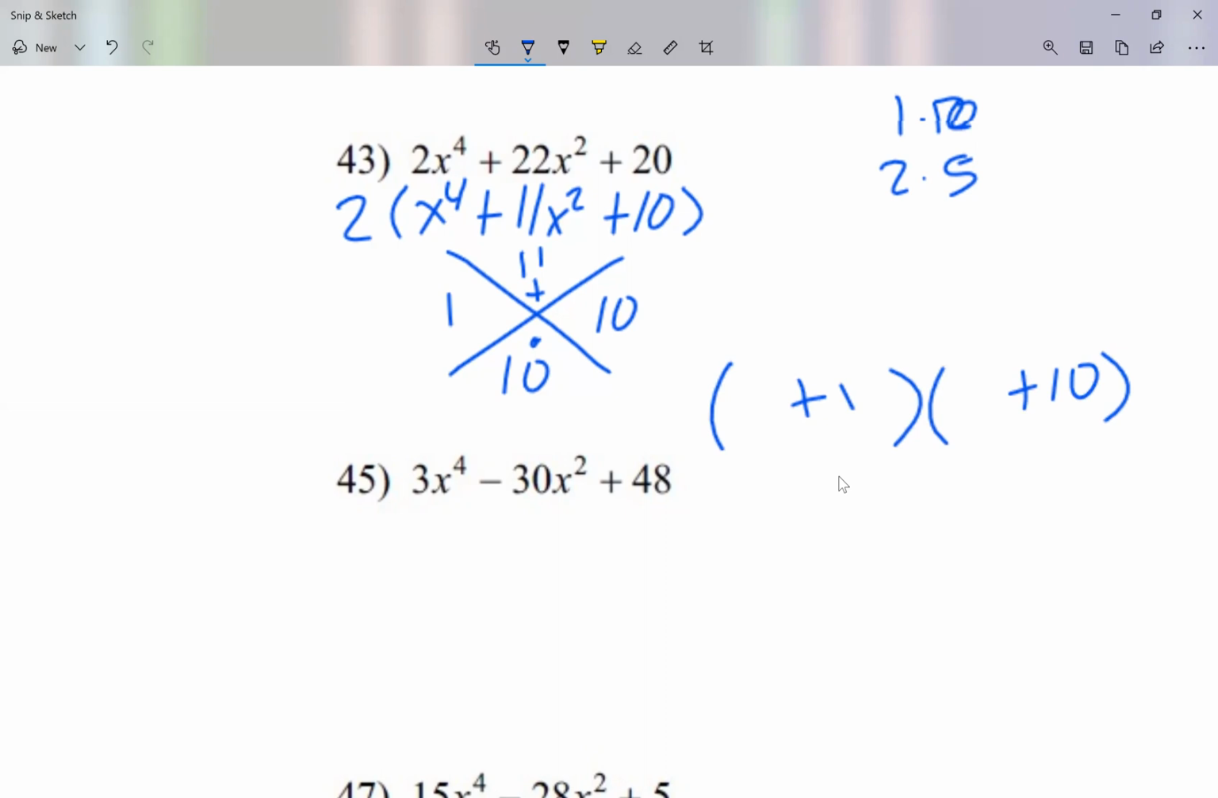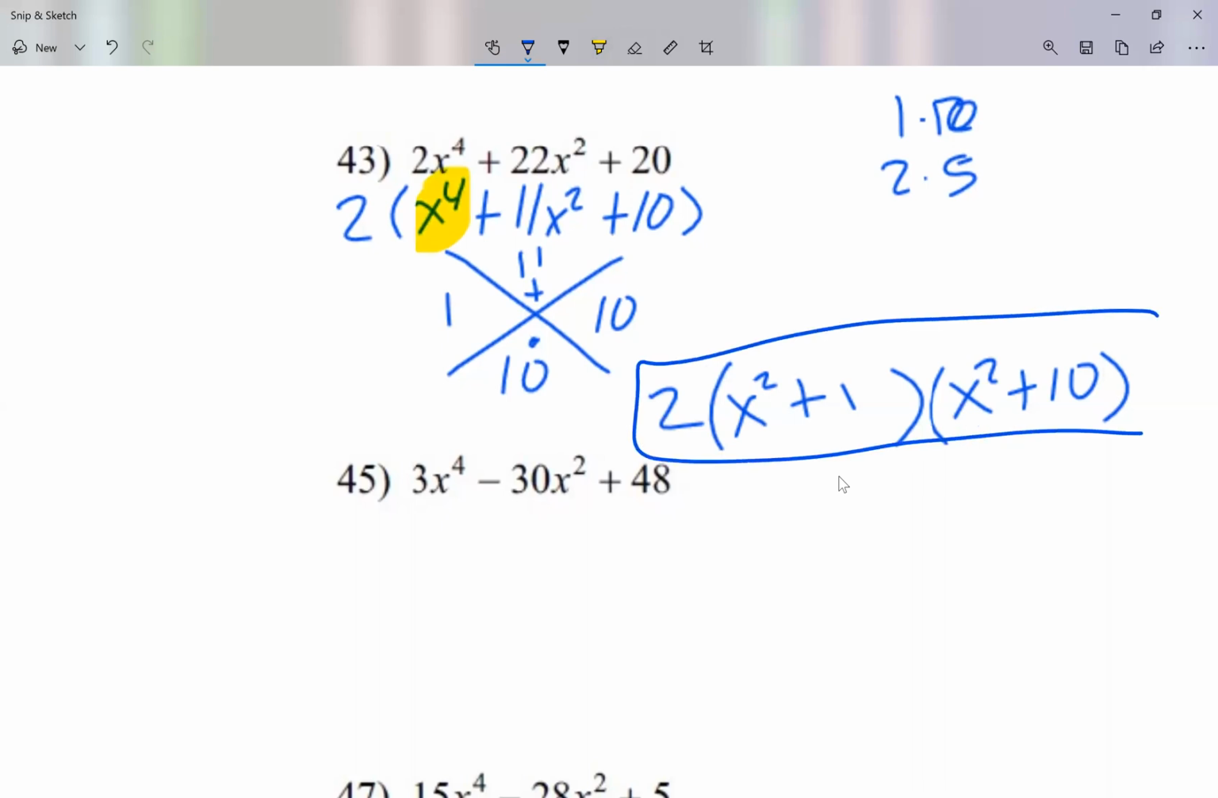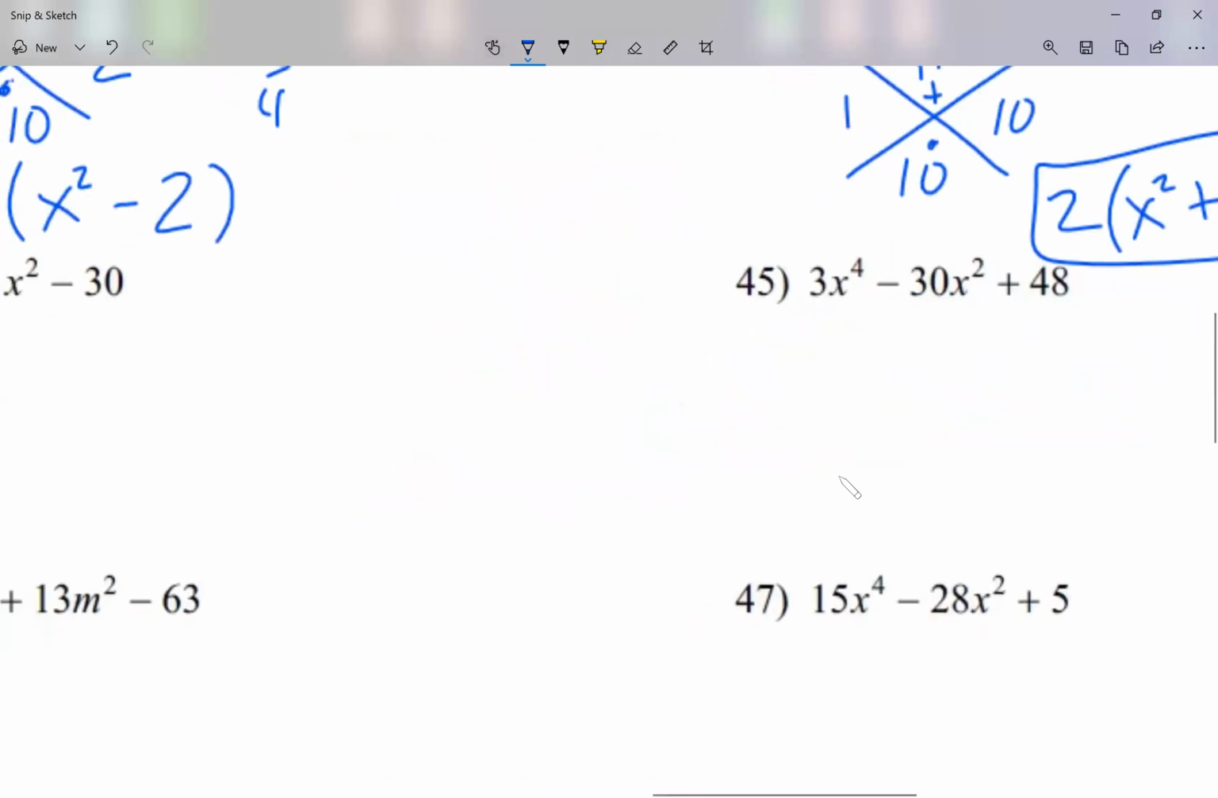I look at my exponent, x to the 4th. What's half of 4? Well, 2. So my exponents here are going to be x to the 2nd. Now my answer here will have a 2 at the beginning, because I divided everything by 2 to begin with. That is a factor, so don't forget it. We factor the common factor out first, so that's still factored. Let's take a look at number 44.